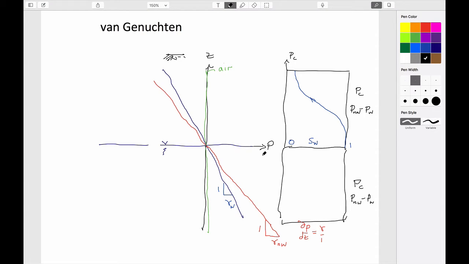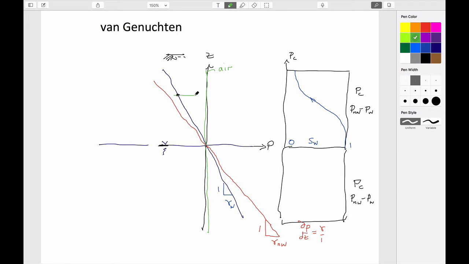So, vadose zone. This is by definition the vadose zone here. So this is unsaturated above the water table. So this is the water table. We go up to the water table. There's no NAPL in the system. We're dealing with only two fluids. We're dealing with water, and we're dealing with air.